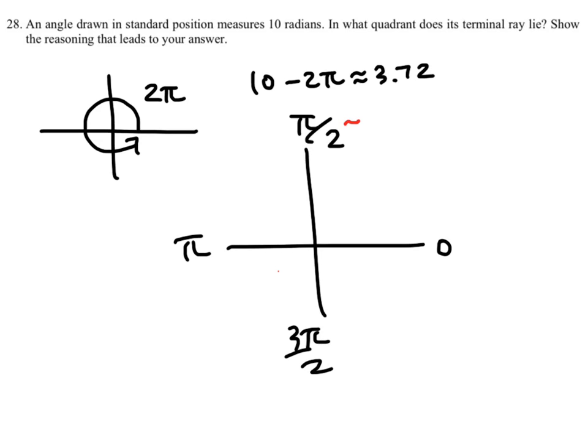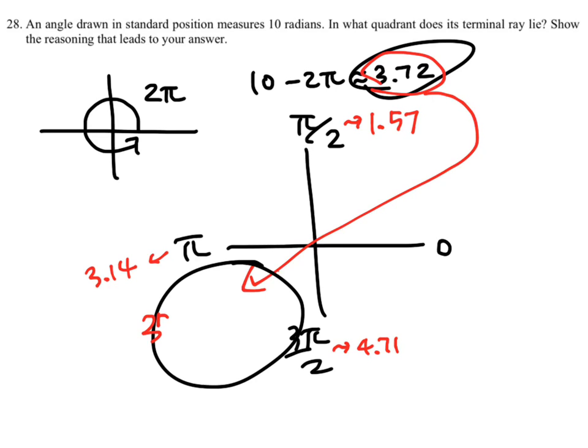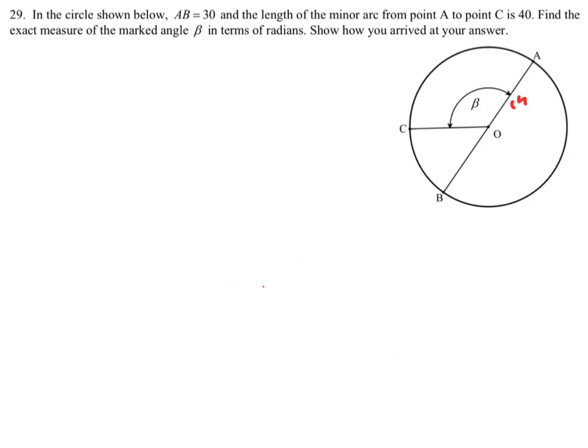But let's try to convert this one into decimals so that we can compare that with 3.72. So the first one is 1.57. So pi over 2 is about 1.57. Pi, as we know, is 3.14. 3 pi over 2 is about 4.71. So that means our answer, which is 3.72 over here, should be between, it should be right over here. So in other words, that would be third quadrant, would be our answer. Now, let's look at the last question here.